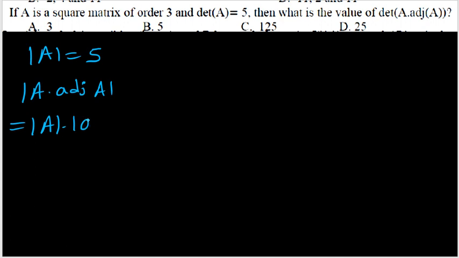Next question. If A is a square matrix of order 3 and determinant of A is given as 5, then what is the value of the determinant of A times adjoint of A? This is equal to the determinant of A times determinant of adjoint of A.